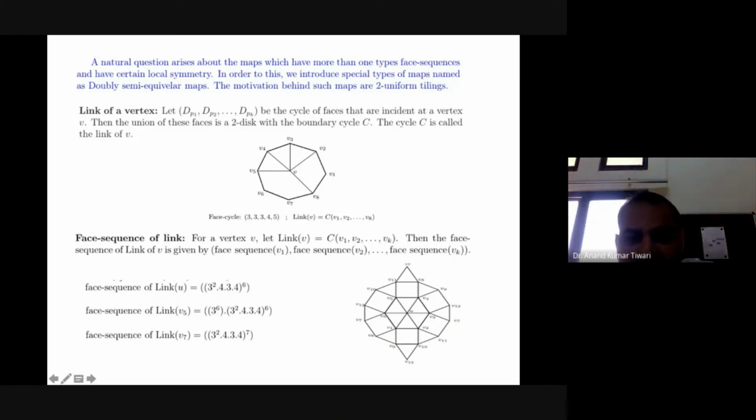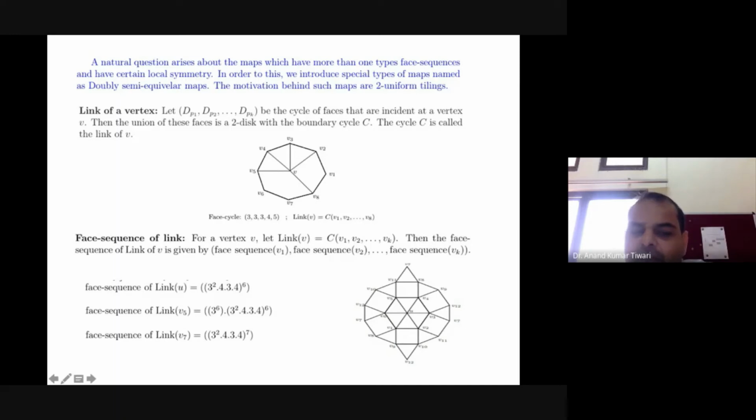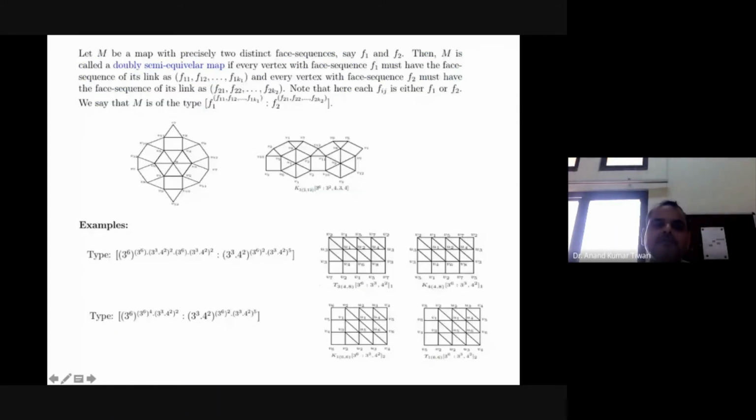And we see that in case of V5, its phase sequence of its link is this. And in case of V7, this is. We see that the phase sequence of the link is what? This is 3 square 4 3 4 to the power 7.